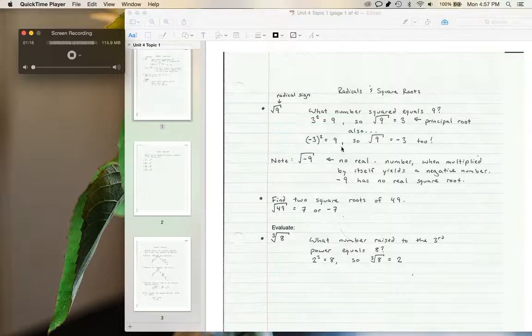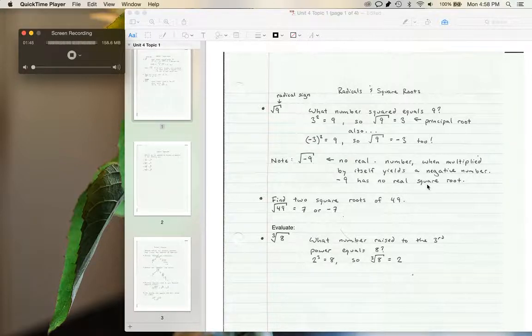On the other hand, at this point in the course, we cannot have a negative under the radical sign. We'll be dealing with that in the second topic of Unit 4. But the square root of -9, well, there is no real number that satisfies our question. There's no real number that when multiplied by itself yields a negative number. -9 has no real square root.